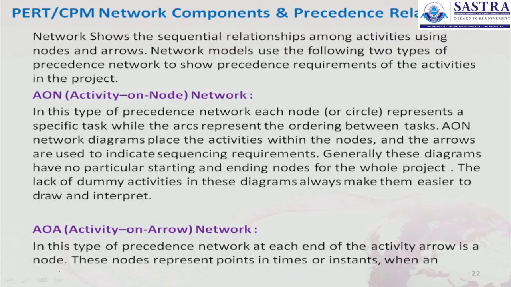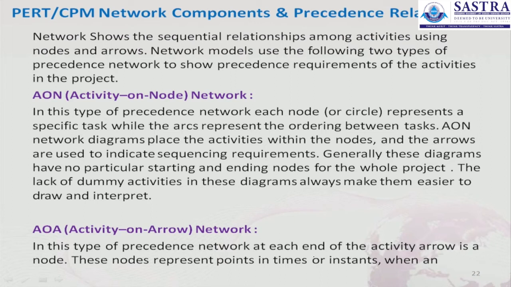So the network shows the sequential relationship among activities using nodes and arrows. Network models use the following two types of precedence network to show precedence requirements of the activities in the project. There are two types, that is AON and AOA. What is AON? AON means activity on node, because already we have mentioned the node is there, and the arrow is there. So through the node we take up the network, and AON, that is activity on node.